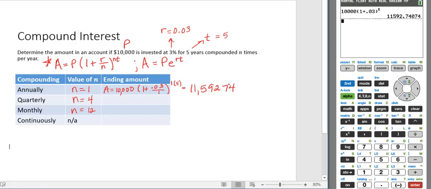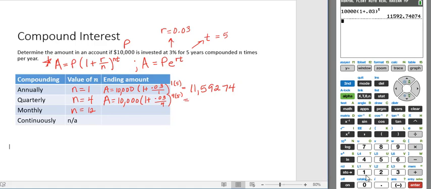So that means that in the 5 years, this account earned $1,592.74 in interest. For n is equal to 4, it's the same method. We're just going to have 10,000 times 1 plus our interest rate, which is 0.03, divided by n, which is 4, raised to the 4 times 5.